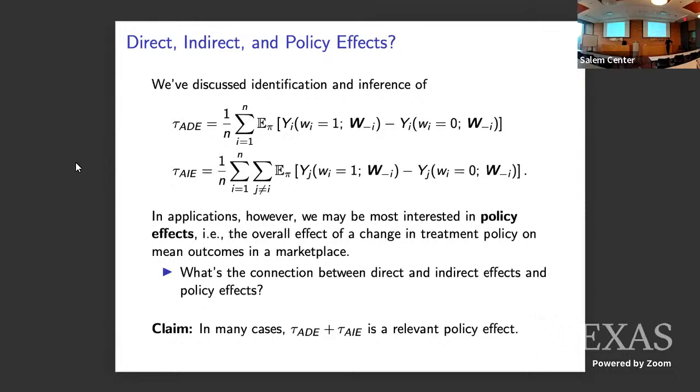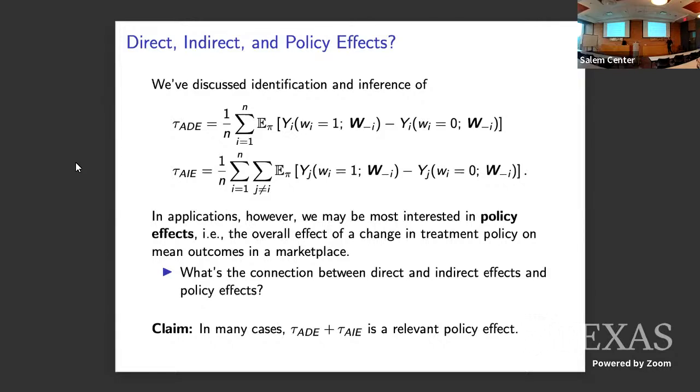So far, I've talked about the average direct and indirect effect. The average direct effect is like the ATE, but under interference. The average indirect effect is like the mirror image, but it captures the effect on others. And I talked about designing experiments to estimate these things. You can also get confidence intervals.